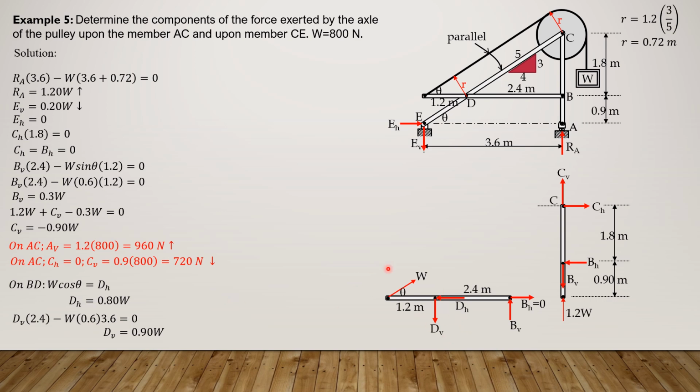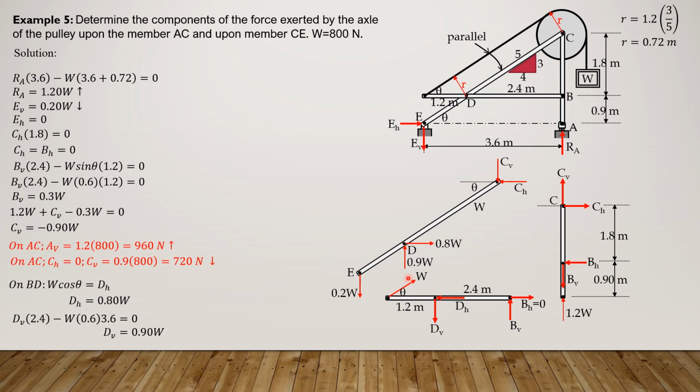So this is correct. So we transmit this on member CE, free body diagram. So take note that at E, E sub H is 0, only E sub V is 0.2 W. Since this is an external support, the reaction is still 0.2 W. It will not be changed. We only apply the action-reaction principle for internal pins. But for external pins or reactions, the original direction of component reactions remains the same.